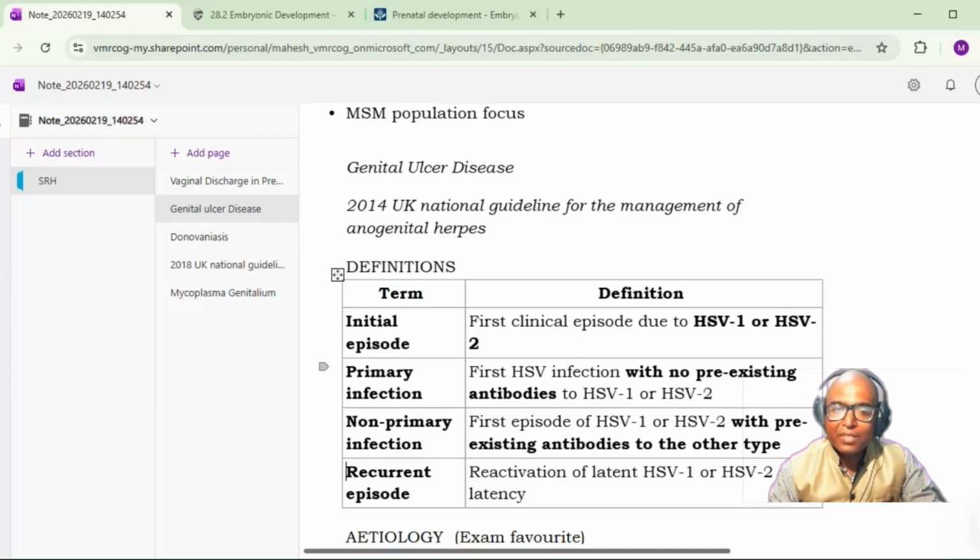Non-primary infection is the first episode of HSV1 or HSV2 with pre-existing antibodies to the other type. That means the patient has a first episode of HSV1 but has antibodies to the other type. That is non-primary infection. Then recurrent episode is reactivation of the latent HSV1 or HSV2 after latency. So these are the different terminologies.